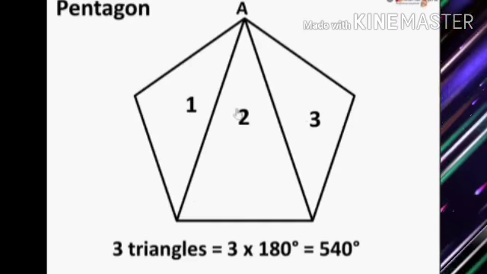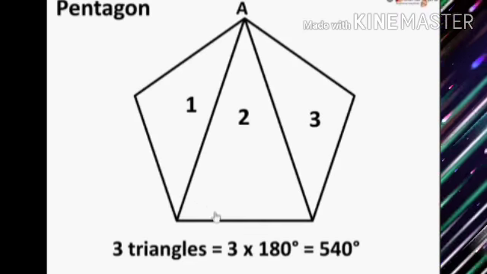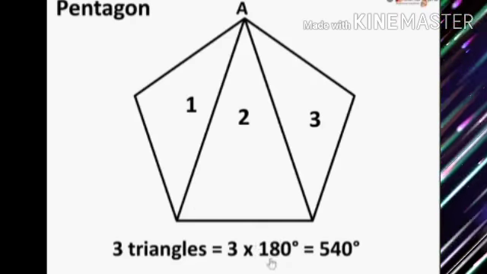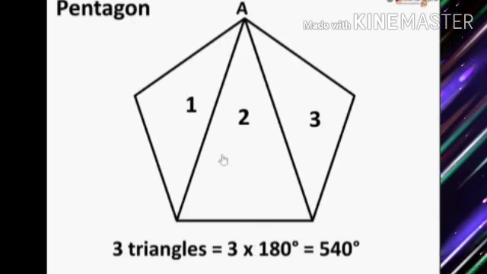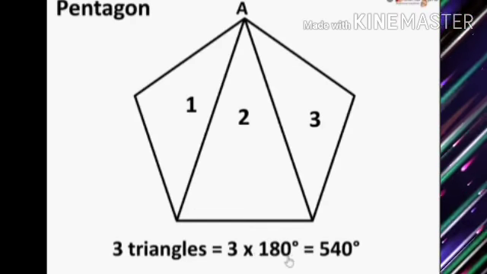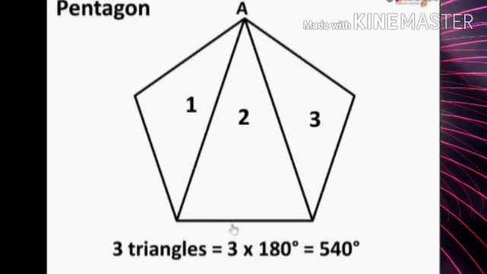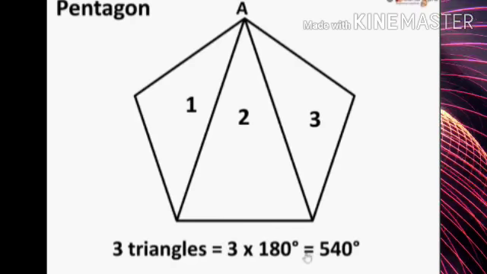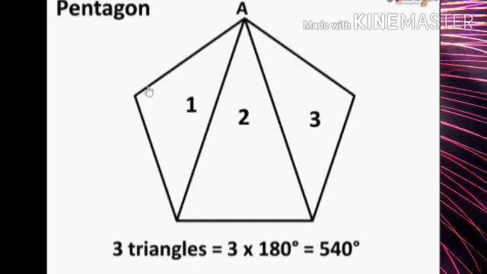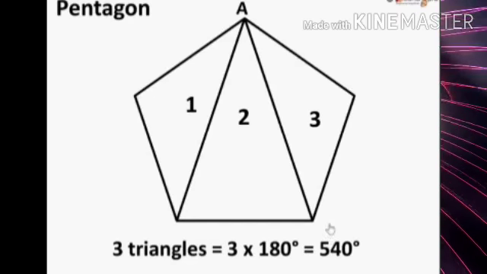And how do we calculate it? We calculate it by dividing it into three triangles. And the sum of the angles of a triangle is 180 degree. For three triangles, it will be 3 into 180 degree. That is equal to 540 degree. Is that clear to you?